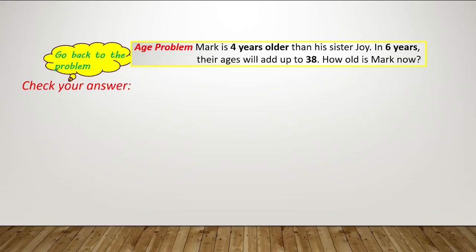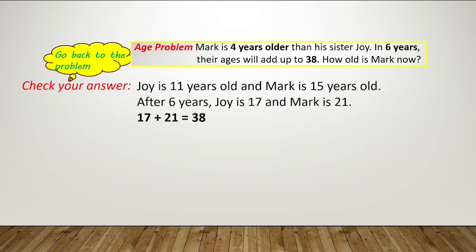So let us check our answer. In 6 years, their ages will add up to 38. Joy is 11 years old and Mark is 15 years old. After 6 years, Joy is 17 years old and Mark is 21. So we will add their ages after 6 years. 17 plus 21 is 38. So therefore, our answer is correct. The answer for the question, how old is Mark now, is Mark is 15 years old.